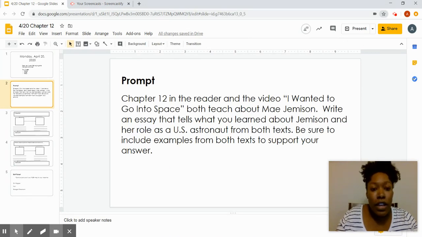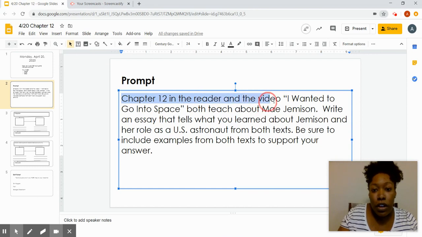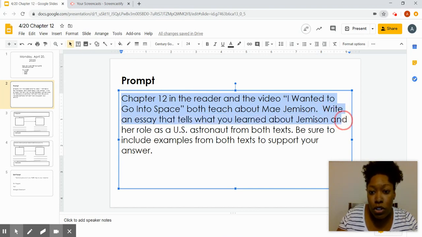So in order to write an essay, we need a question or a prompt that we're responding to. So in this case, the prompt that we're looking at today says, Chapter 12 in the reader and the video, I Wanted to Go into Space, both teach about Mae Jemison. Write an essay that tells what you learned about Jemison and her role as a U.S. astronaut from both texts. Be sure to include examples from both texts to support your answer. So now that we have our prompt, we know that we're going to think about what it is that we learned about Mae Jemison.